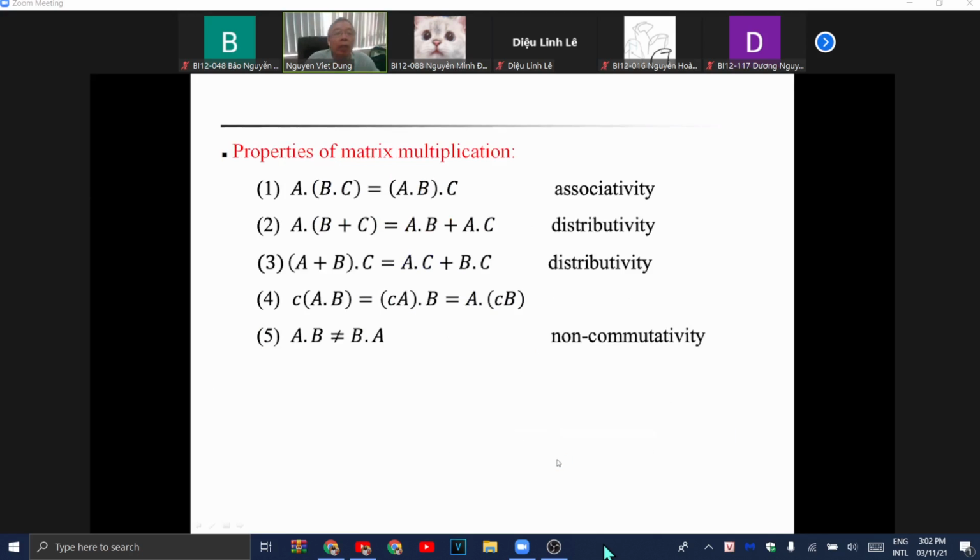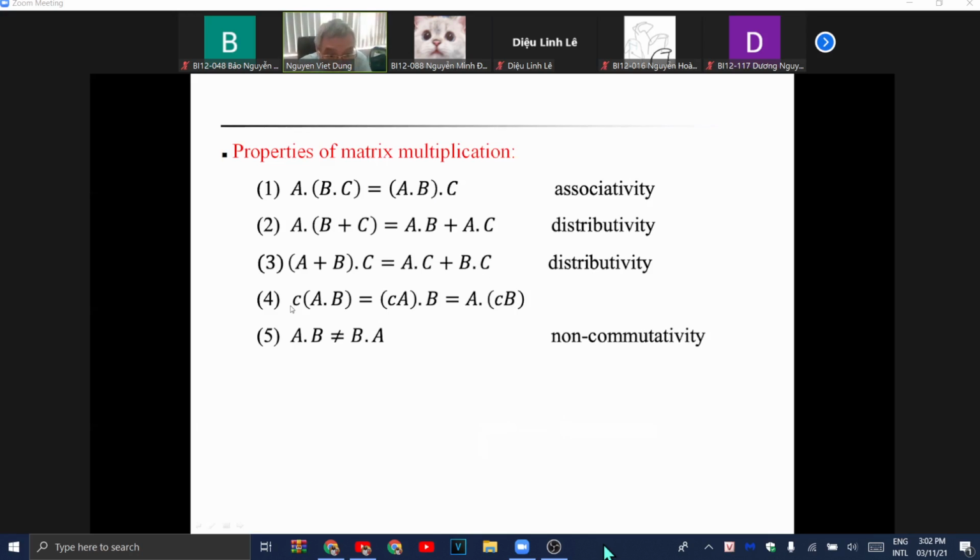And here are some properties of matrix multiplication. We have 1, 2, 3, 4. The first one is associativity. The second and the third are distributivity, one on the left and the other from the right. And number 4 says that c(AB) equals (cA) multiplied by B, or A multiplied by (cB). In property number 4, please be careful that c here is a number, not a matrix.